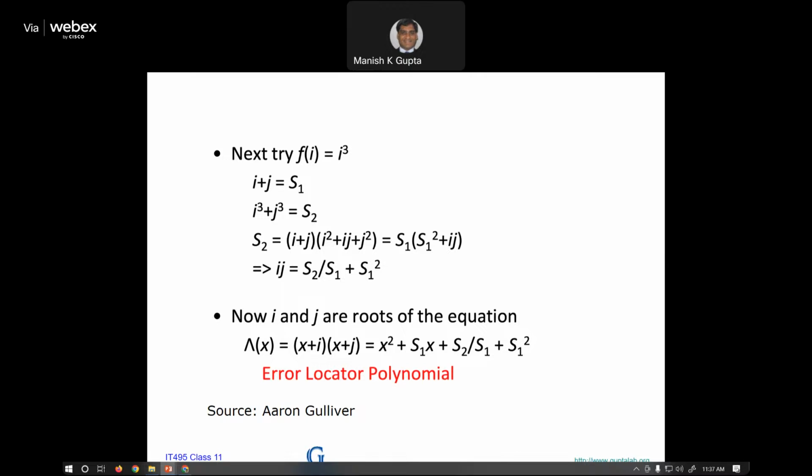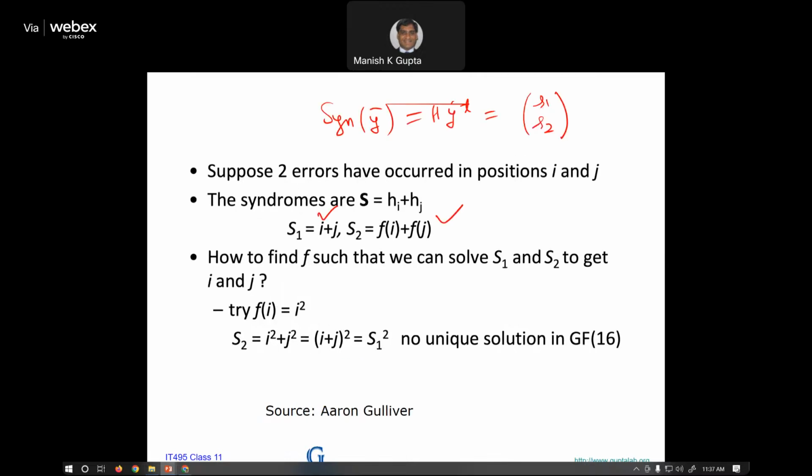Because we are computing the syndrome here, you see. Syndrome of Y is H Y transpose, which is S1, S2. H is a parametric matrix where at an arbitrary place it is I, and at the bottom level it is F of I. And we are assuming two errors occurred. So at the ith column and jth column, you remember that property, the sum of those columns where the error occurred. So S1 is equal to I plus J and S2 is equal to F of I plus F of J.